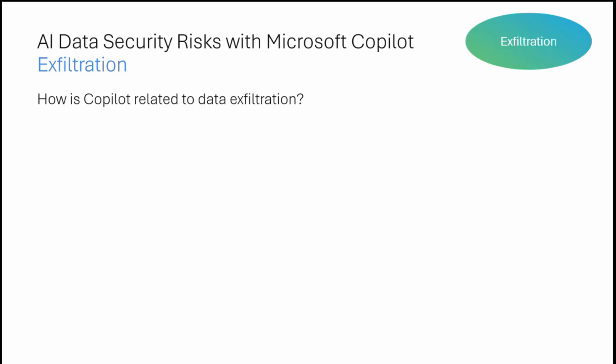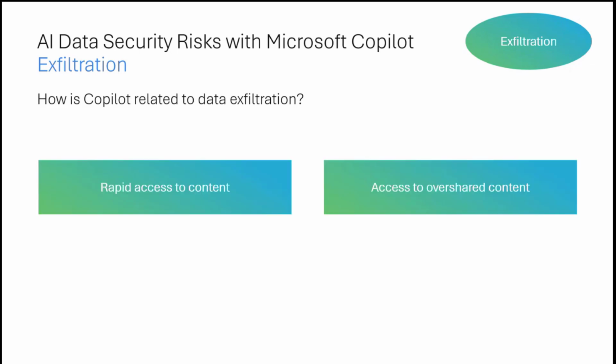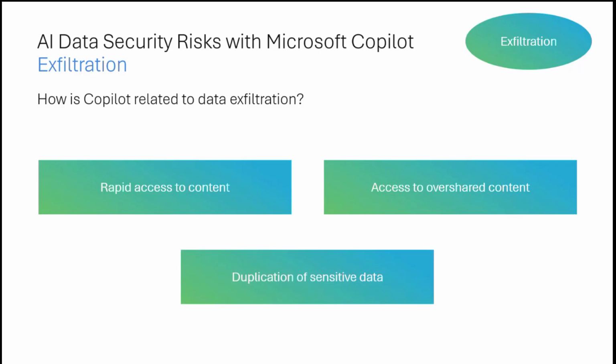Okay, so those are built in, but I think it's important to talk quickly about how Copilot is related to data exfiltration, because using sensitive data with M365 Copilot in and of itself is not exfiltration of data. The way I look at it is that Copilot provides rapid access to content, access to potentially overshared content, and allows you to duplicate sensitive data at scale very rapidly. So any exfiltration behaviors that could come after this are really supported through access to the sensitive data with Copilot.